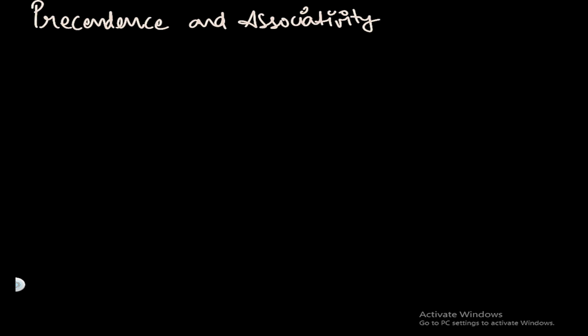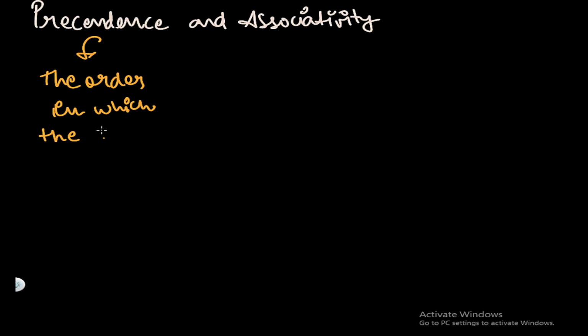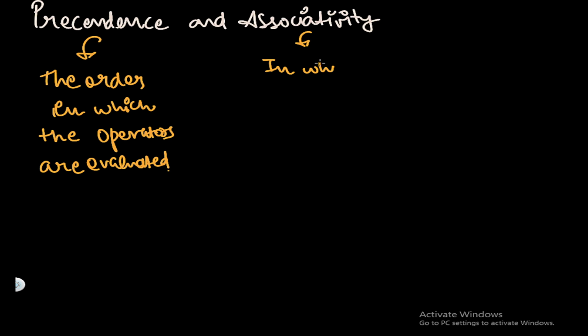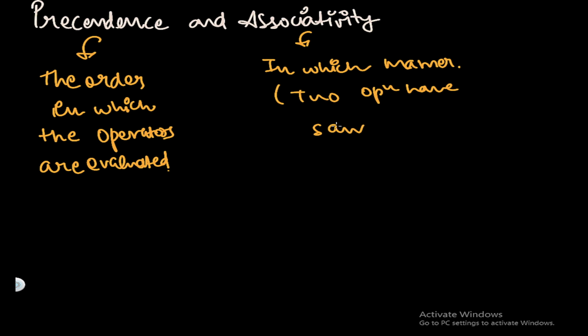Okay, so precedence means the order in which the operators are evaluated. And associativity is the manner in which we are going to evaluate if two operations have the same precedence. It might be confusing here, but let me explain more.